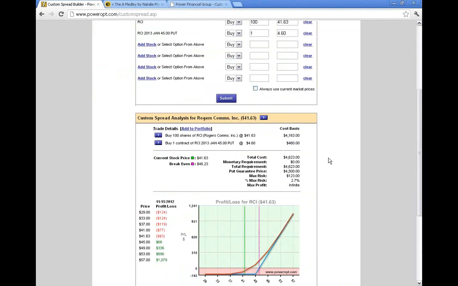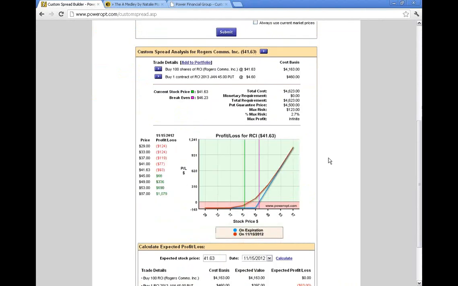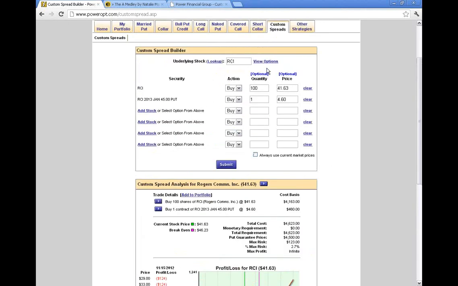Wow, it's a low risk. Yeah, so that puts 2.7% of our position at risk. Okay. Now I'd like to go to a nearer term bear call spread chart.